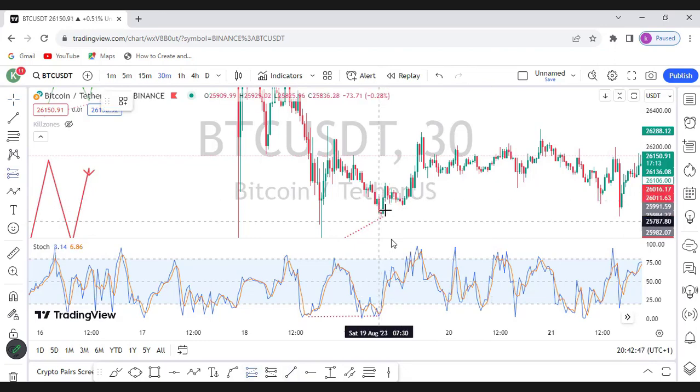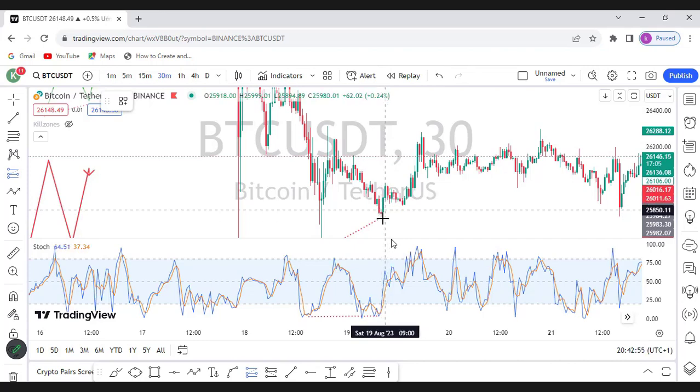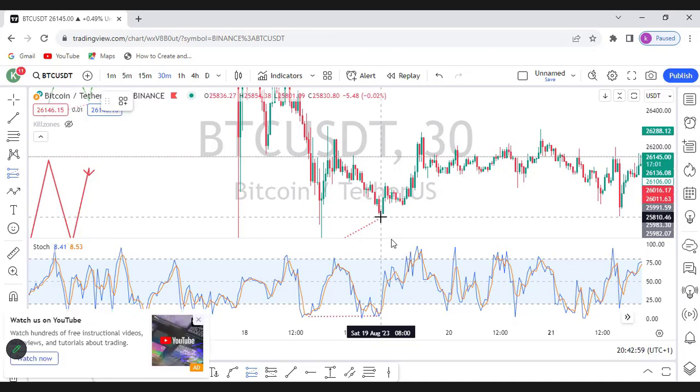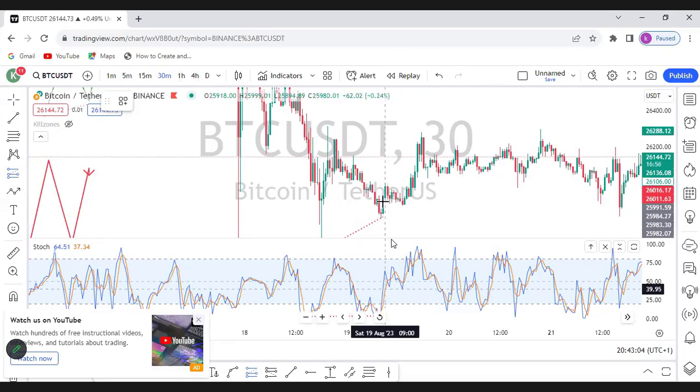So I can come down here and then have my entry, and your entry can be after this one. Now where there's a divergence, there is a confirmation. Now this confirmation is actually engulfing this. Now you already have a bullish divergence right here. Then you have a candle completely engulfing this.